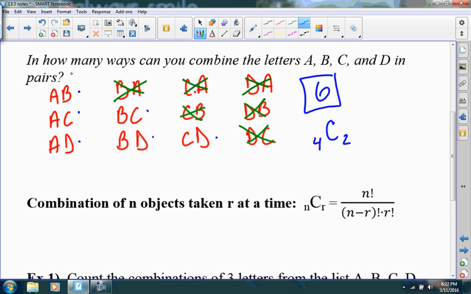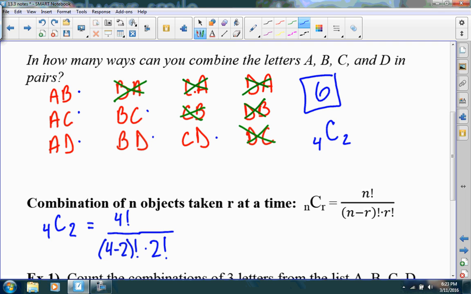So that means, like I wrote up above, we'd have 4C2. So then I would have 4 factorial over 4 minus 2 factorial. So that's the same as a permutation. But then if I multiply it by a 2 factorial, that gets rid of all of my repetition.